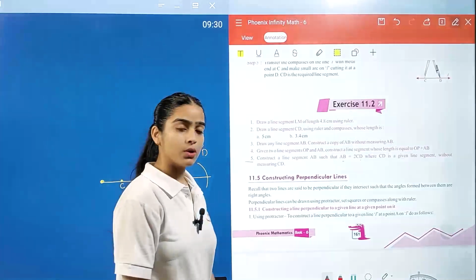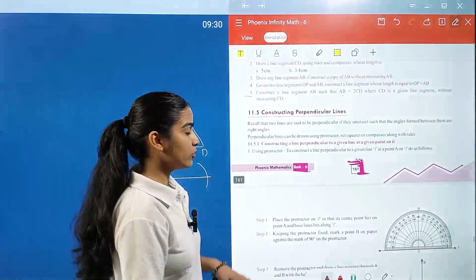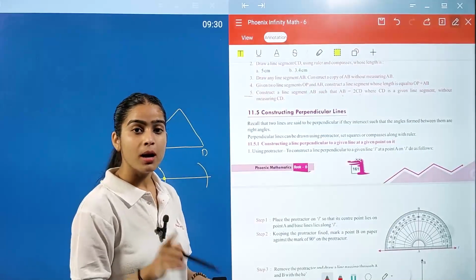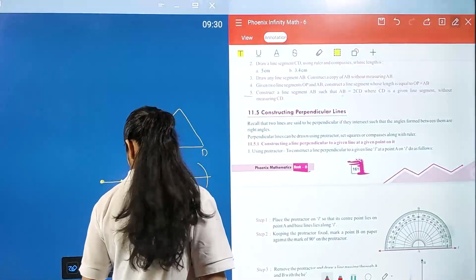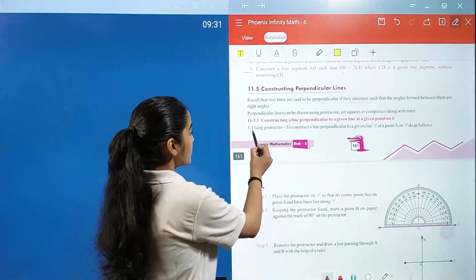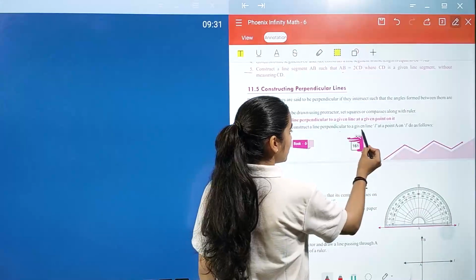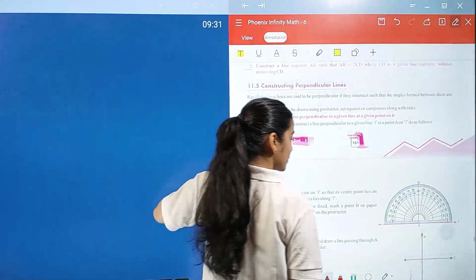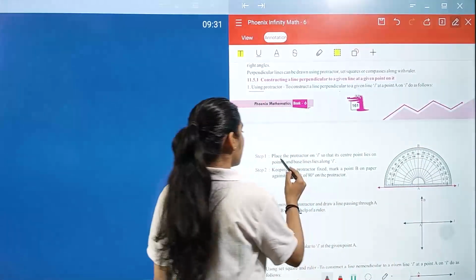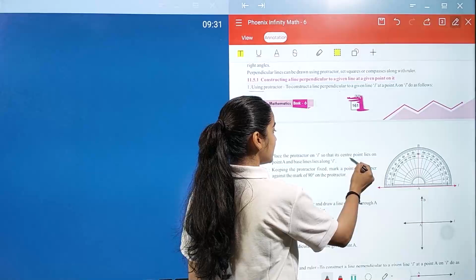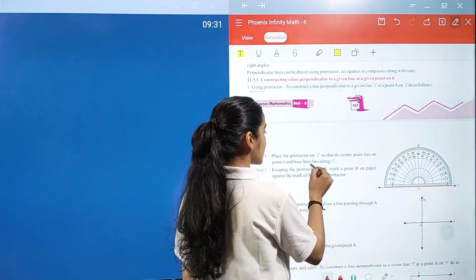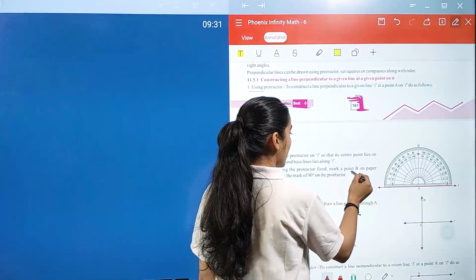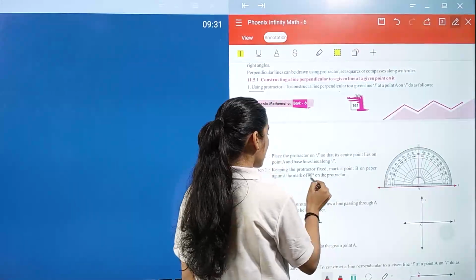So now we move forward to our another concept, which is constructing perpendicular lines. We already know that perpendicular lines means two lines which are intersecting each other by forming a 90-degree angle. So, using a protractor to construct a line perpendicular to a given line L at a point A on L, do as follows. First you have to make a straight line. Place the protractor on L so that its center point lies on point A and the baseline lies along L.